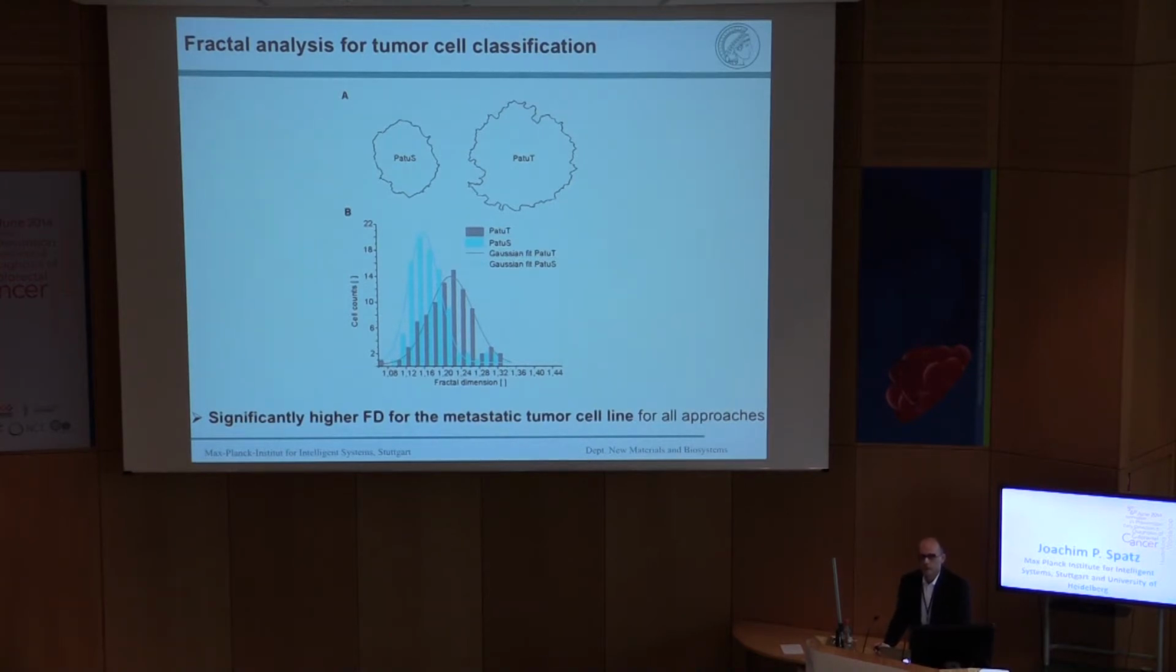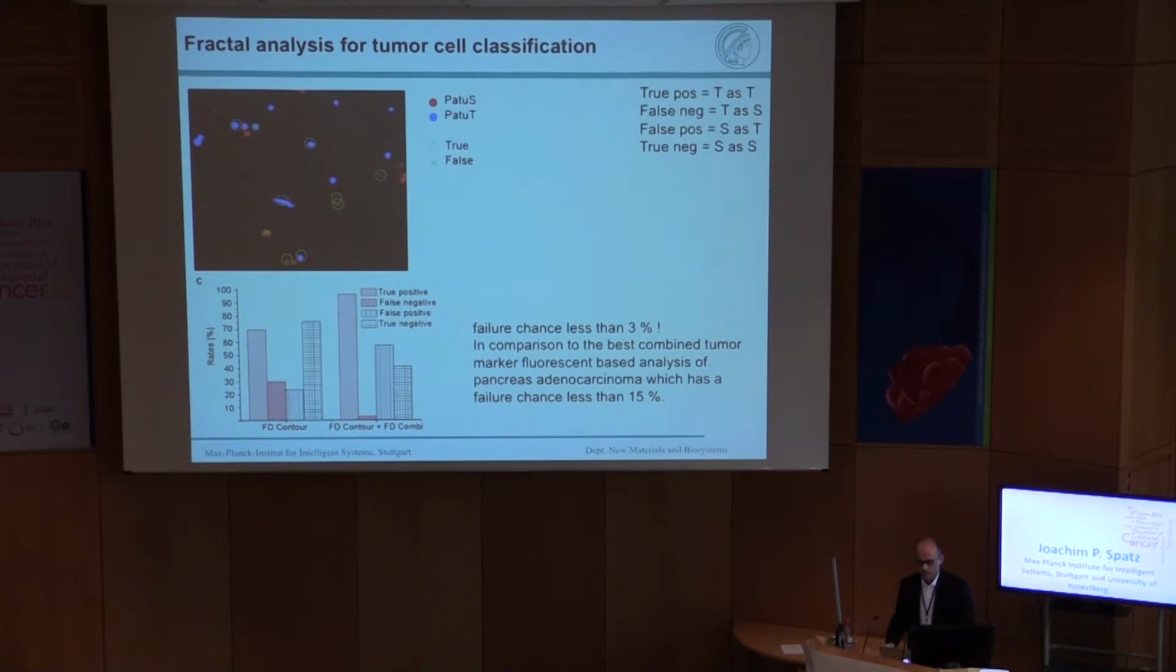What we then did is we tested what is the probability that you can actually measure with fractal dimensions that a Pat2T cell is a Pat2T and not a Pat2S and vice versa. And what we did is we took Pat2T and Pat2S, we labeled Pat2S with red color and Pat2T with blue color, so we actually knew what it was. Then we mixed them together, and then you just used reflections interference contrast microscopy and the measuring of the fractal dimensions to identify Pat2T and Pat2S just by fractal dimension.